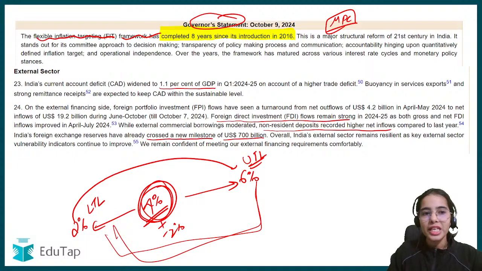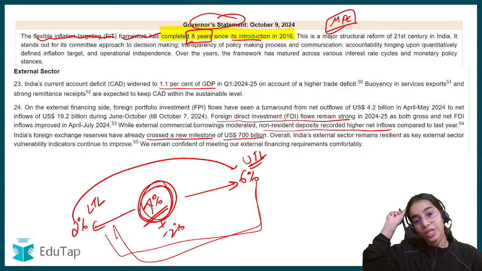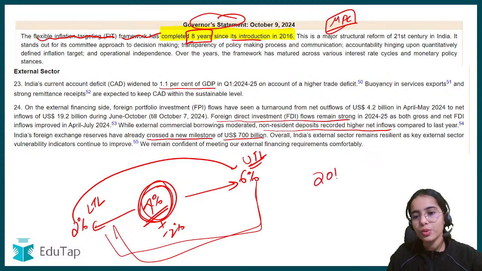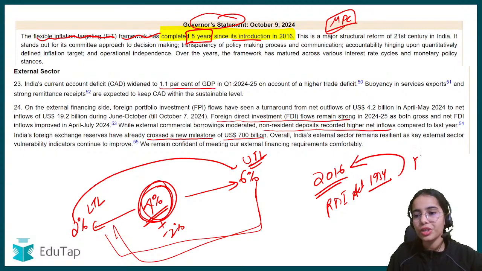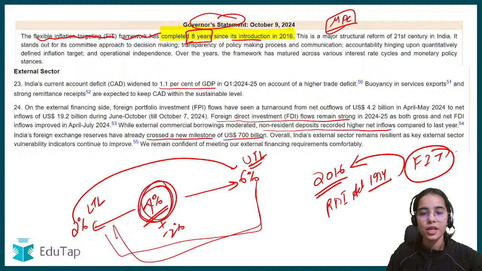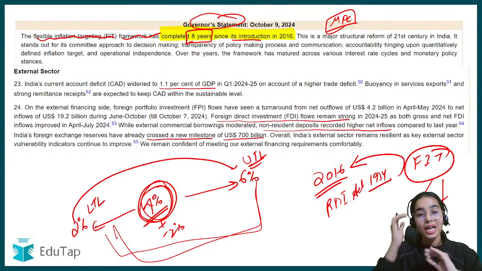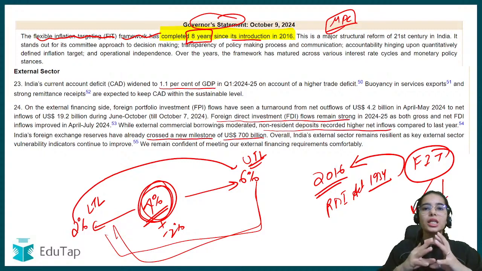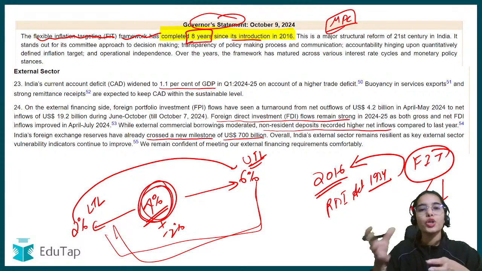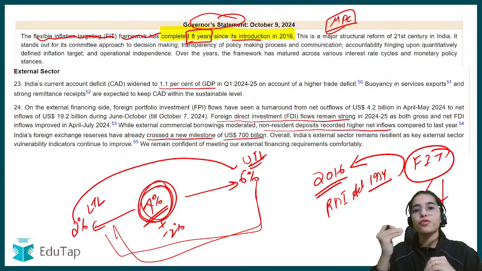Now the flexible inflation targeting has completed 8 years since its introduction in 2016. The RBI Act of 1934 was amended in 2016 to introduce the flexible inflation targeting framework, so that it provides the RBI enough space to control inflation, or keep inflation within the bounds, as well as the flexibility to keep in mind the objective of growth also.